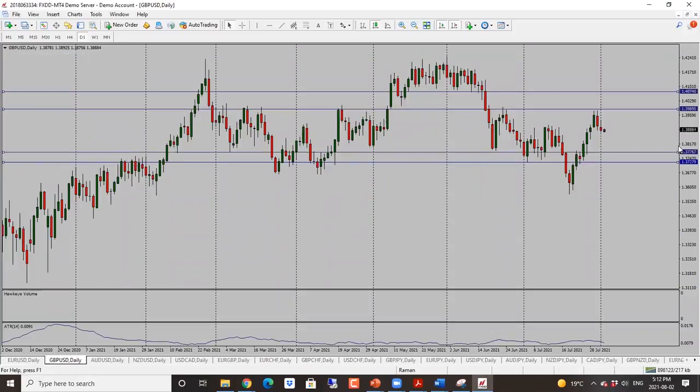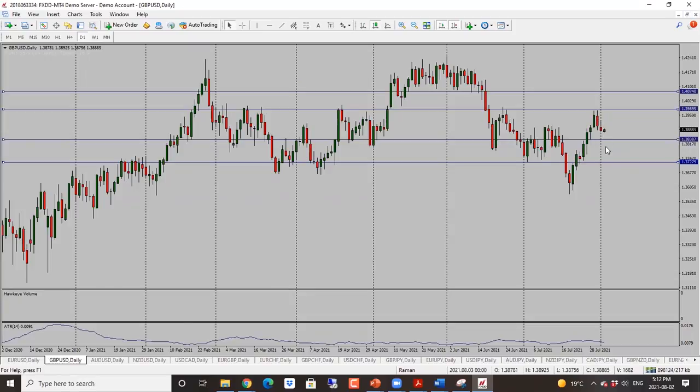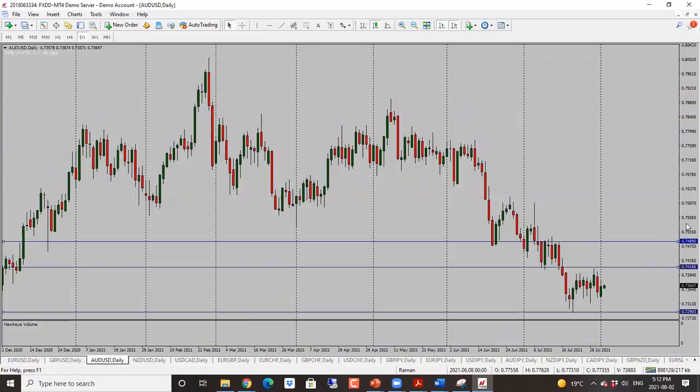Pound dollar here, this one sliding lower. Bearish bias, we have a bit of a pin bar, looking for price to drop here. 1.3835 is the target. So bearish bias here for pound dollar.